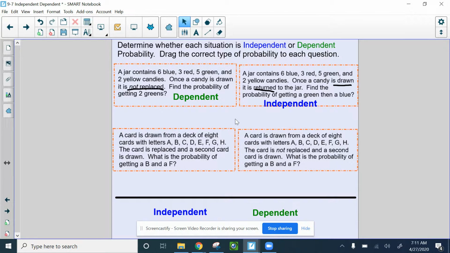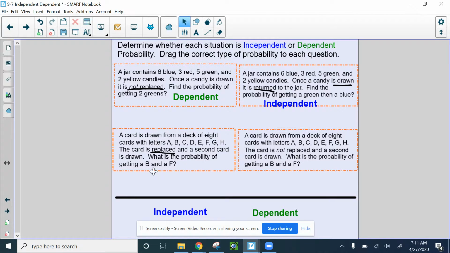Okay, two more quick examples of going through what independent versus dependent is. So if I have a card drawn from a deck of 8 cards with A, B, C, D, E, F, G, H, and the card is replaced and a second card is drawn, I want to know what is the probability of getting B and then F.